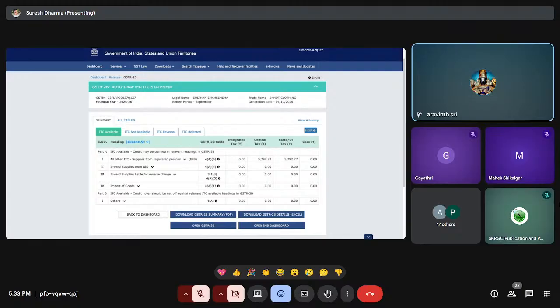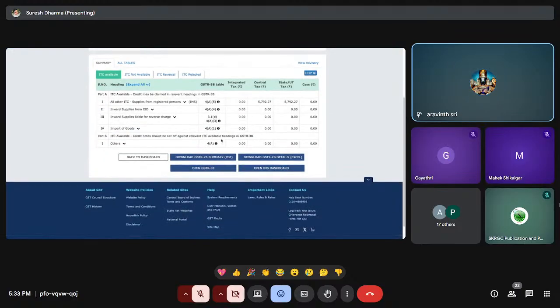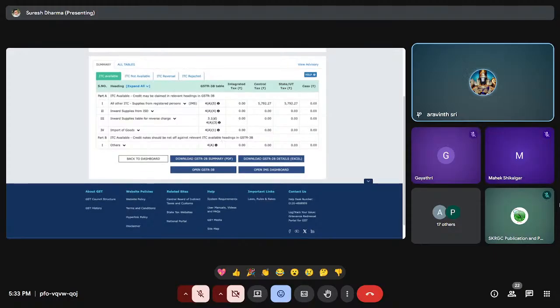Why did GST come to the nation? Because every product should have a single taxation. But in this process, what happens? I also pay the tax for the raw material, and I also collect the tax for the finished goods. So one good has two taxations, and that should not happen. So here the ITC concept comes into play.